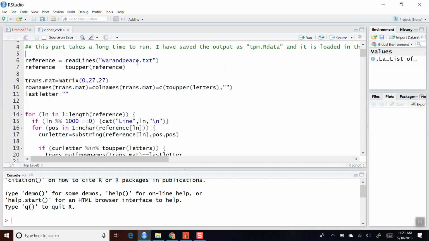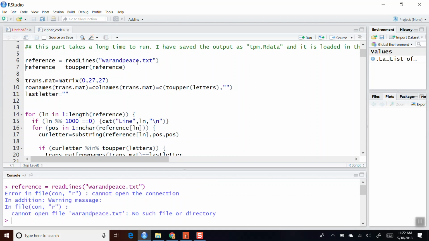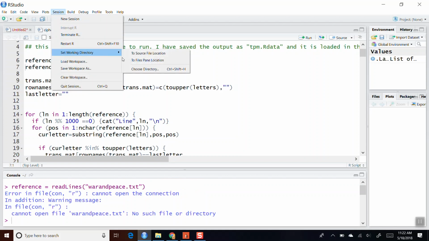The way we're going to set up this transition matrix is we're going to read in the text of War and Peace, the famous Russian novel that's super long. It's been translated into English, and we're going to read in all of those lines of text. I'll just start it off. There's like 65,000 lines of text, and maybe it's a little bit too long to, oops, let me set my working directory.